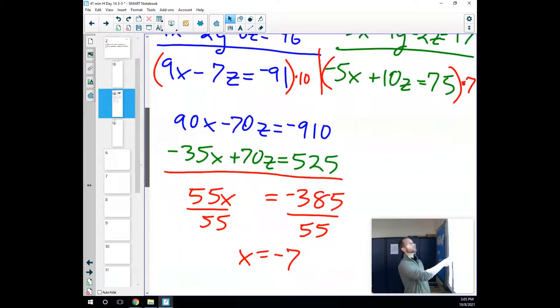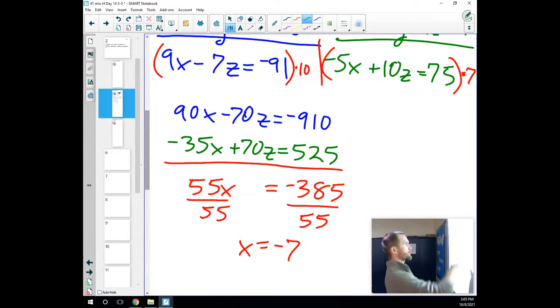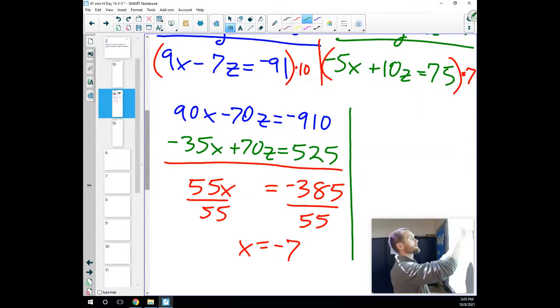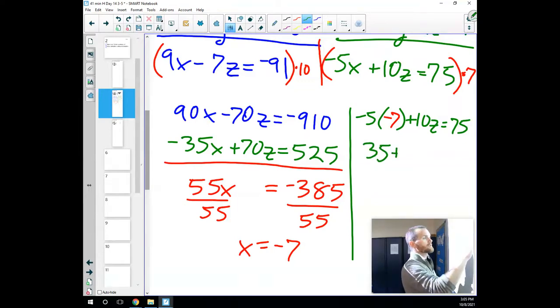Let me see. I'm going to use the green, I guess, the -5x plus 10z. So let me draw a line here to separate my work. So this is going to be -5 times the -7, we already know, plus 10z equals 75, and then we just simplify and solve. So we get positive 35 plus 10z equals 75. Take away 35 from both sides.